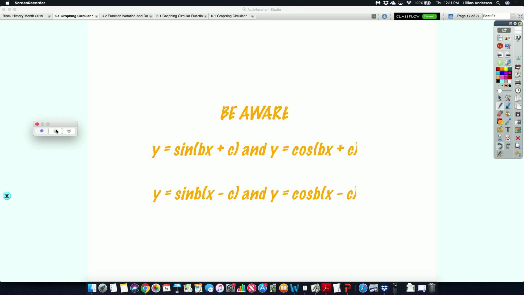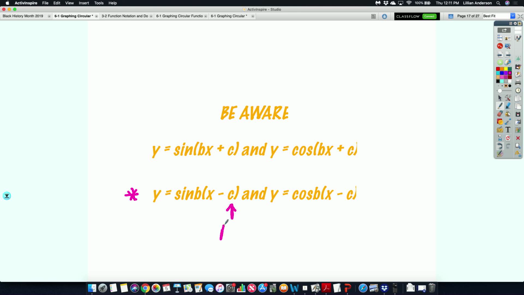One thing I want you to be aware of, especially when it comes to phase shift, is how it's written. What you see here in this font, you have y equals sine bx plus c inside the parentheses. Same thing with cosine. On that second line, though, you have the b outside of the parentheses. There is a big difference here. If you distribute it through, you'll get the same thing, but when it's written like the second line, this value that's inside the parentheses is your phase shift.